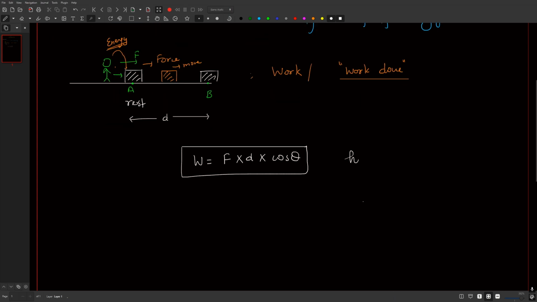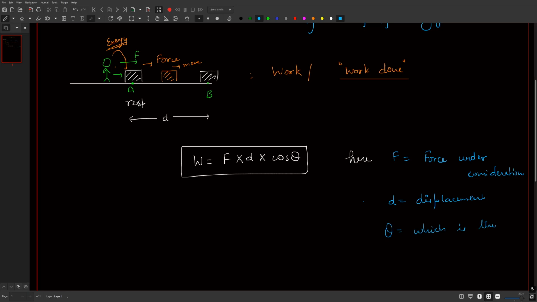Here, F is the force under consideration. Then we have d, this is displacement. Then we have theta, which is the angle between force and displacement.